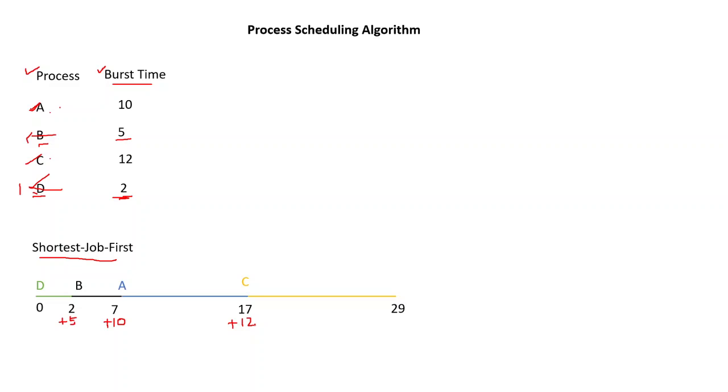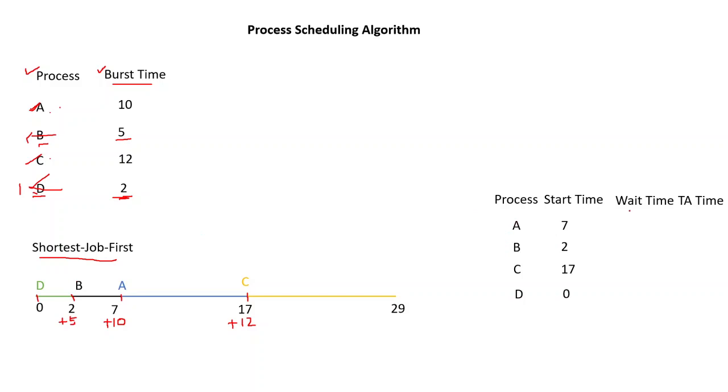Now, based on this Gantt chart, we will need to find out some information. So what are they? Let's see. Here we have 4 processes A, B, C, D with their respective start times from this Gantt chart. A started at time point 7, B started at time point 2, C started at time point 17, and D started at time point 0. So this is what we have got from the Gantt chart.